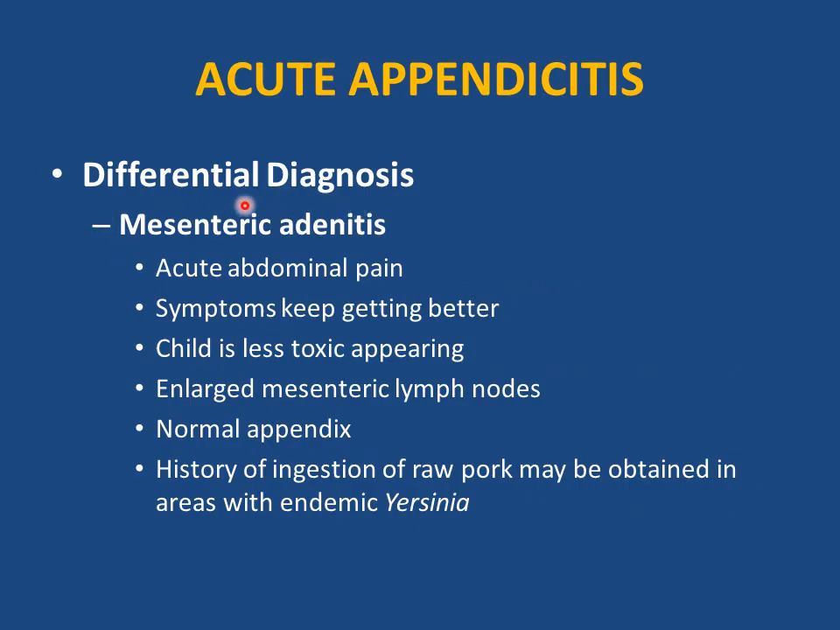Differential diagnosis of appendicitis, mesenteric adenitis. This is very important to consider as a cause of abdominal pain. Can cause acute abdominal pain, very similar to appendicitis, but the symptom keeps getting better with time. The child is less toxic appearing. Enlarged mesenteric lymph node in ultrasound. Normal appendix on ultrasound. History of ingestion of raw pork may be obtained in the areas with endemic Yersinia.